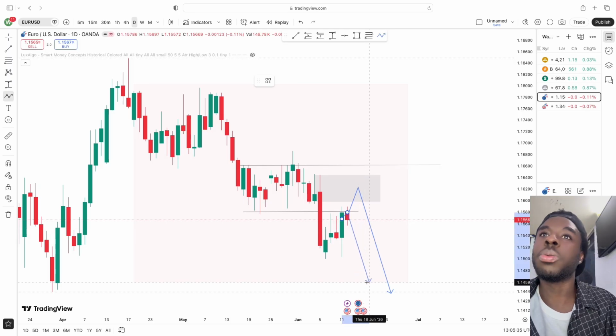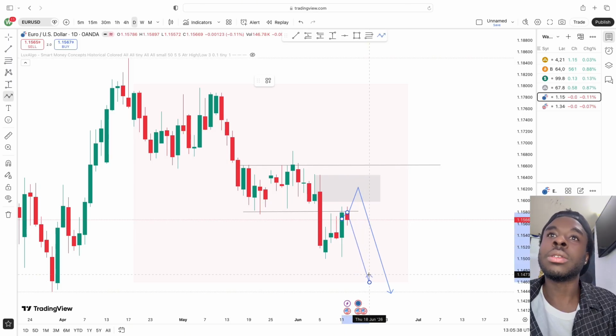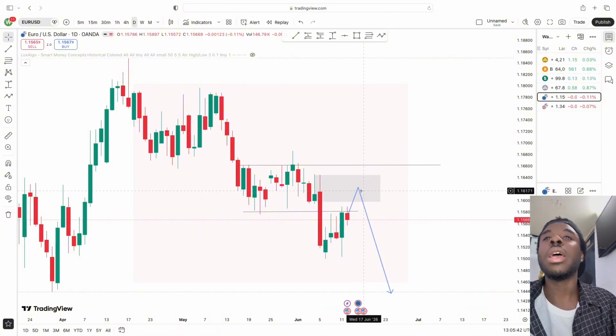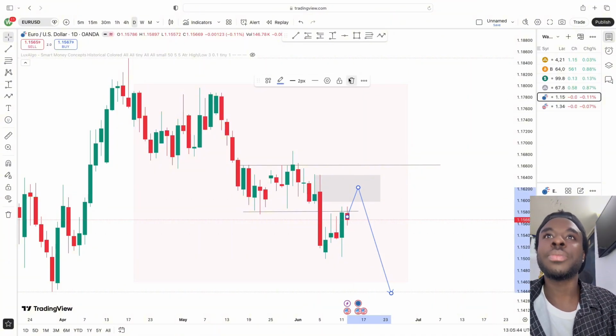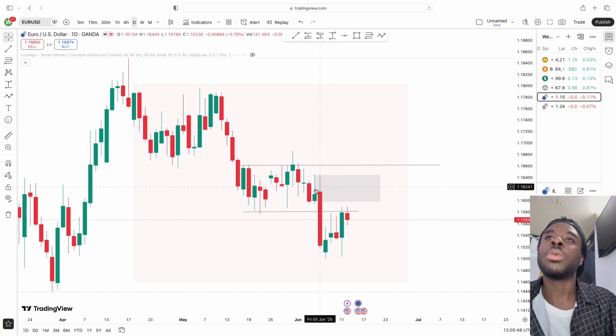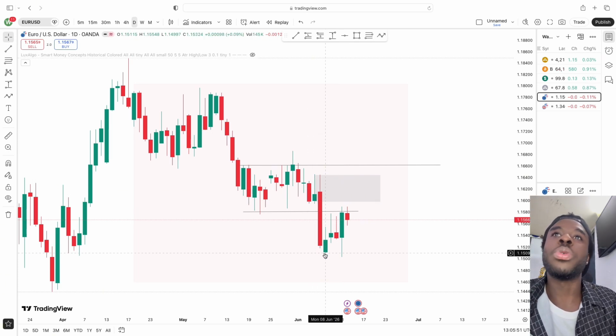You want to look for confirmation and enter for sales, right? Depends on the kind of strategy you use. If you're a fair value gap trader, price is already in a fair value gap zone. What is a fair value gap, or how do you mark fair value gaps?